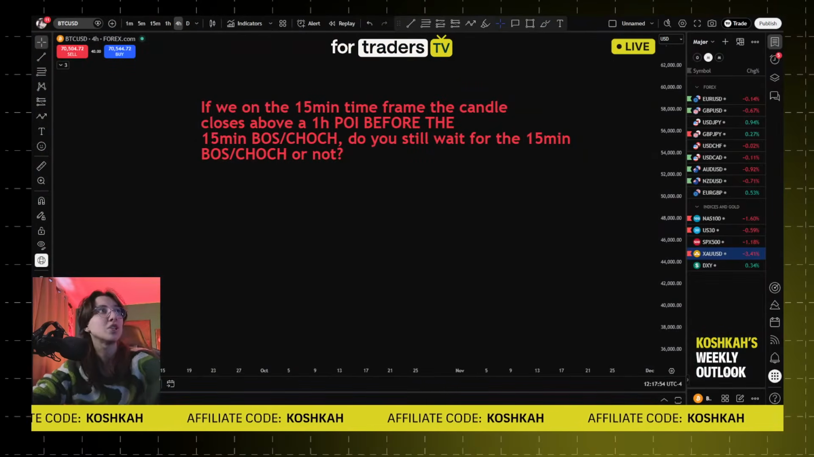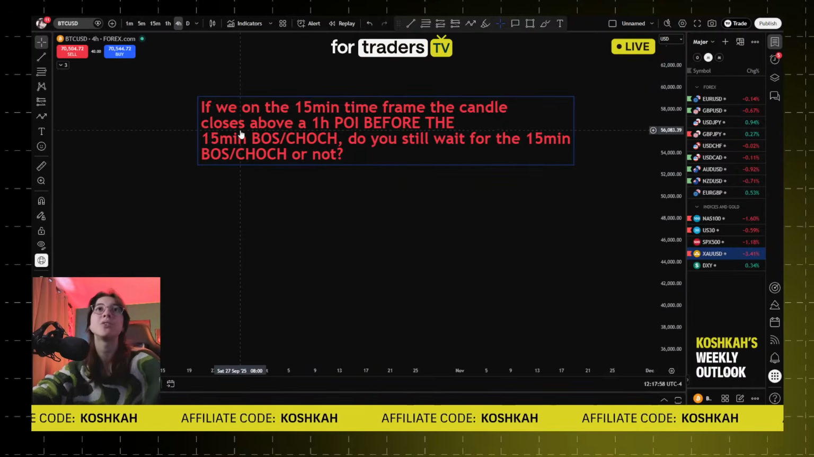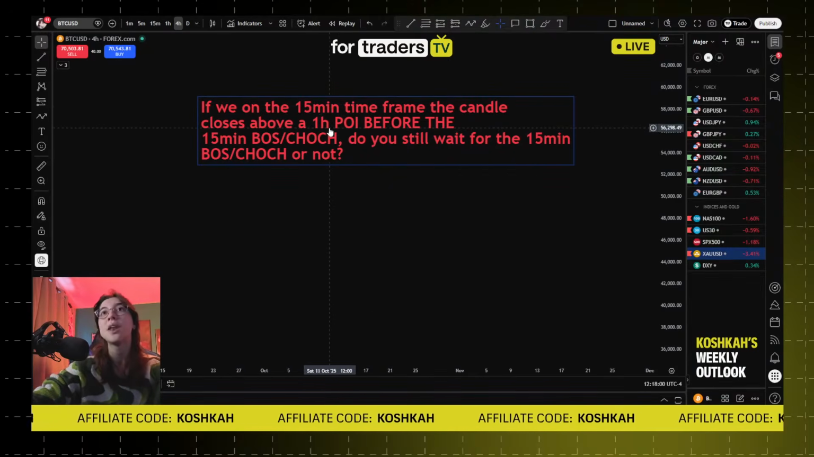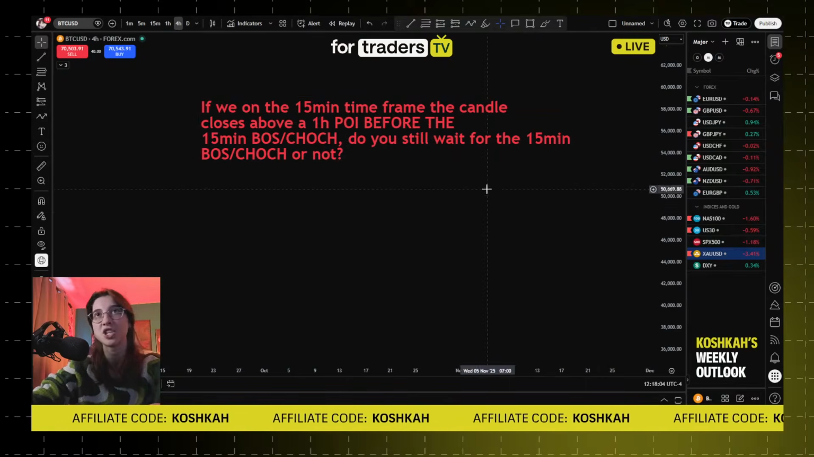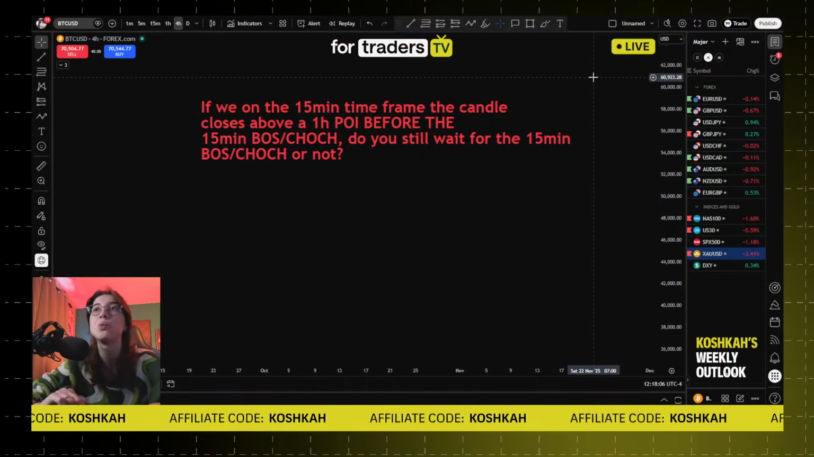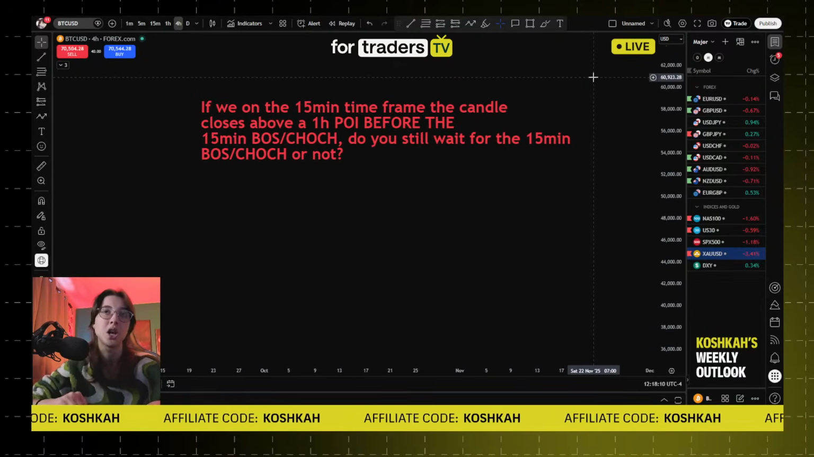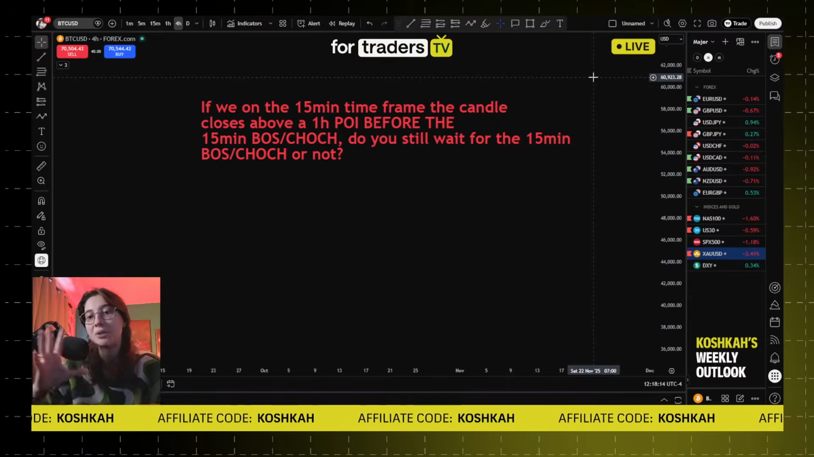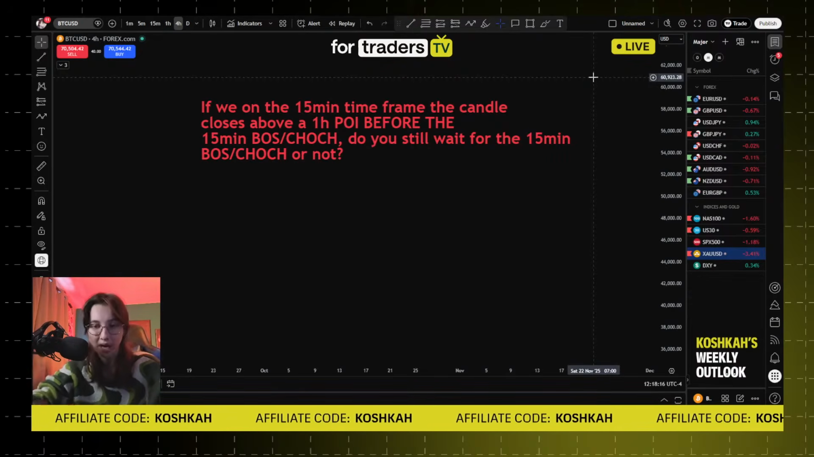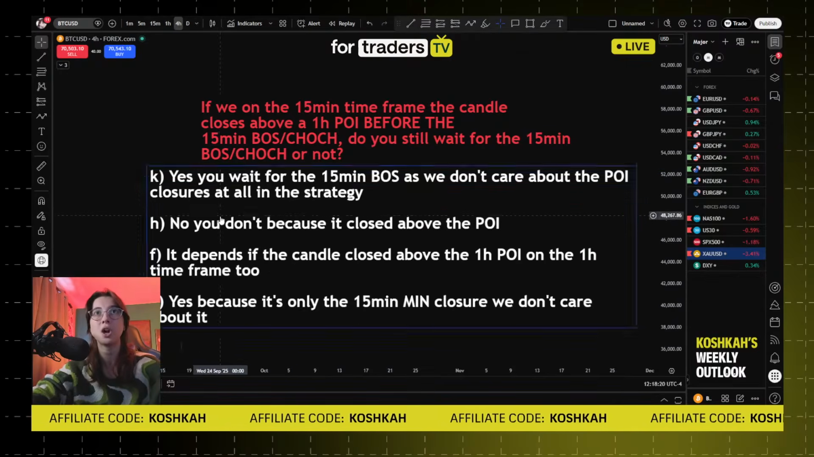So the question is, if on the 15-minute time frame the candle closes above a 1 hour POI before the 15-minute break of structure / change of character, do you still wait for the 15-minute break of structure / change of character or not? So basically, if on the 15-minute time frame the candle closed outside of the 1 hour POI, do you still wait for an entry or not? Okay, those are the answers.